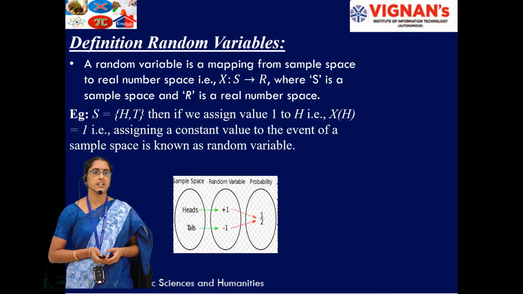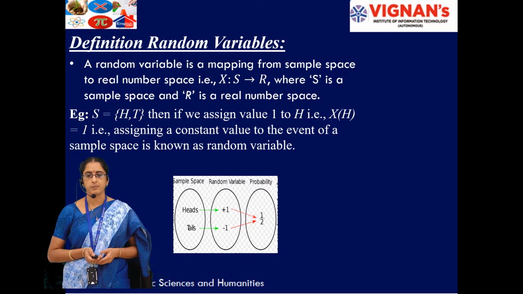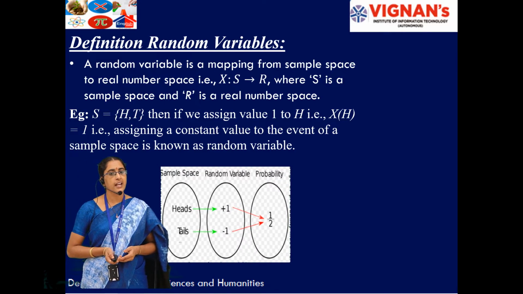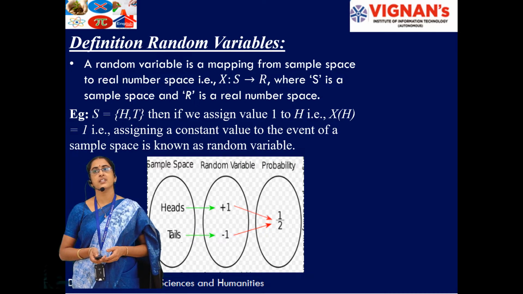For example, if you consider the basic example of tossing a coin, the sample space is head and tail. If I give the value 1 to those who get head, and value 0 to those who get tail, then 1 and 0 are the values of the random variable here. You can see the example of this in this slide. Then this random variable is classified into 2 types: discrete random variable and continuous random variable.